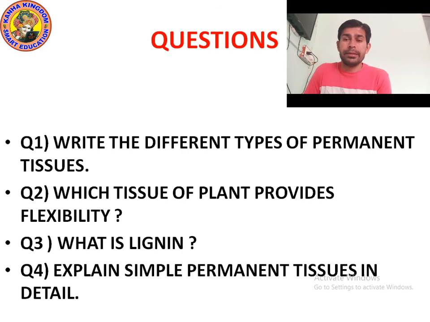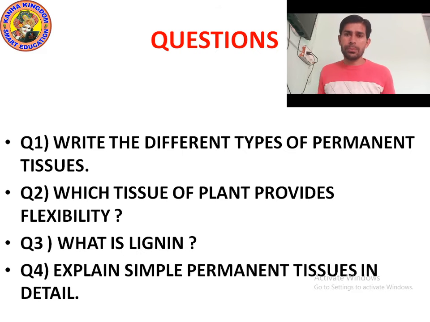Okay, it's time to ask questions from you. Question number one: write the different types of permanent tissue. So there are different types of permanent tissue: simple permanent tissue and complex permanent tissue. There are three simple permanent tissues: parenchyma, collenchyma, sclerenchyma.